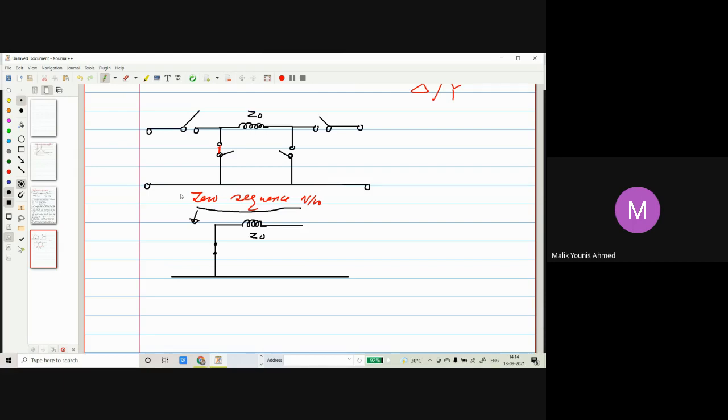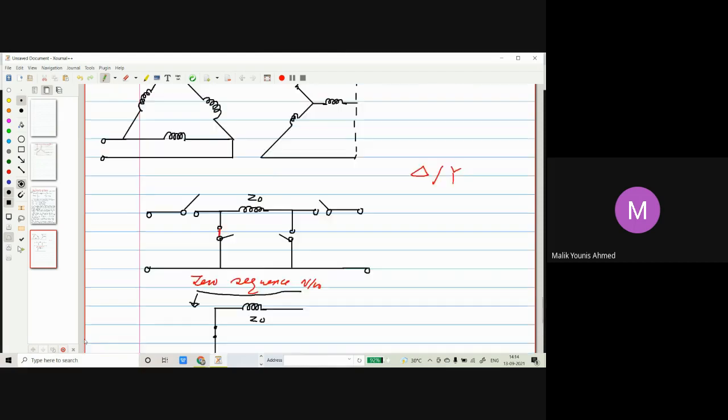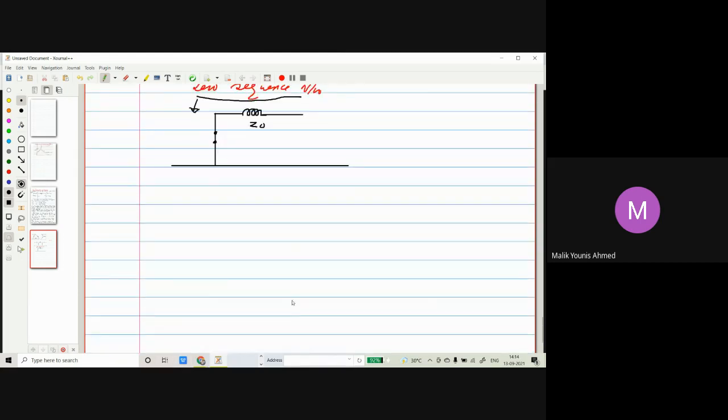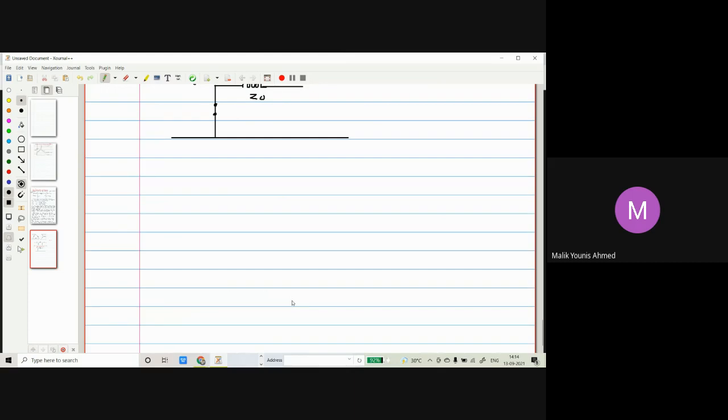Now let's have a second combination where the primary winding is star connected neutral grounded and the secondary winding is star connected but ungrounded. So let me copy this now, or I will draw it here, and I will draw on the table now, the complete table, then the other combination.